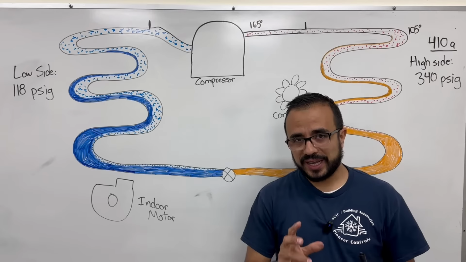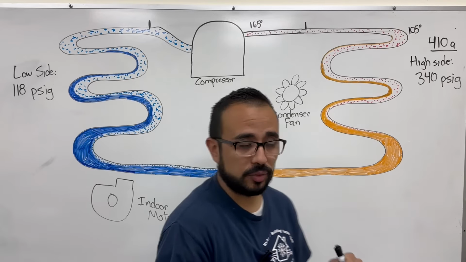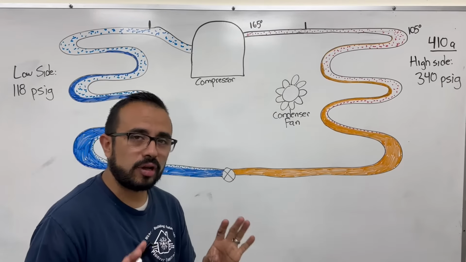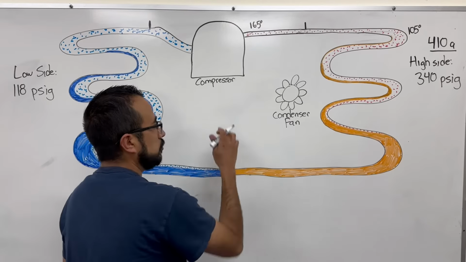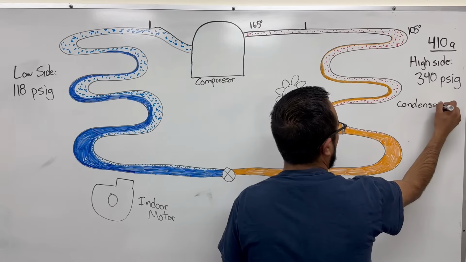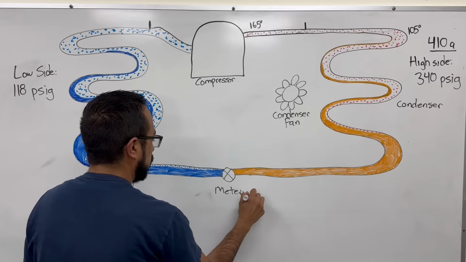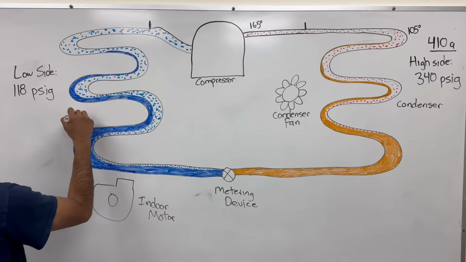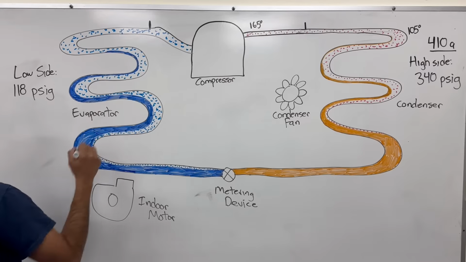Do you remember latent and sensible heat? Well, that's going to be very important as that pertains to the refrigeration cycle, which we'll go over right now. But let's just start off by talking about the four main components. We got the compressor, we have the condenser here, we have the metering device, and then we have our evaporator right here. Okay, so our four main components.